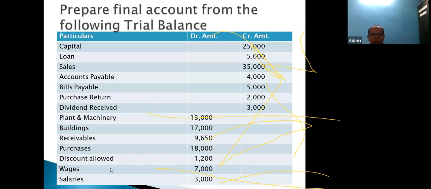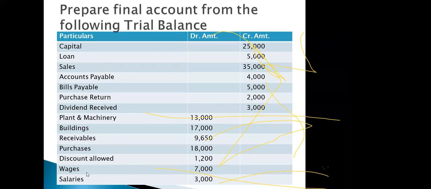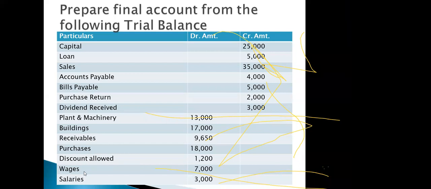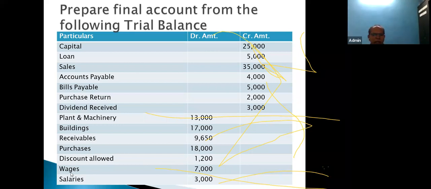Yes. Next item, wages. Since it is a direct expense, where do we record direct expense? Trading account, debit side. So come to the trading account and write there on the debit side, to wages 7,000. Did you mention it in your trading account? Yes, sir.